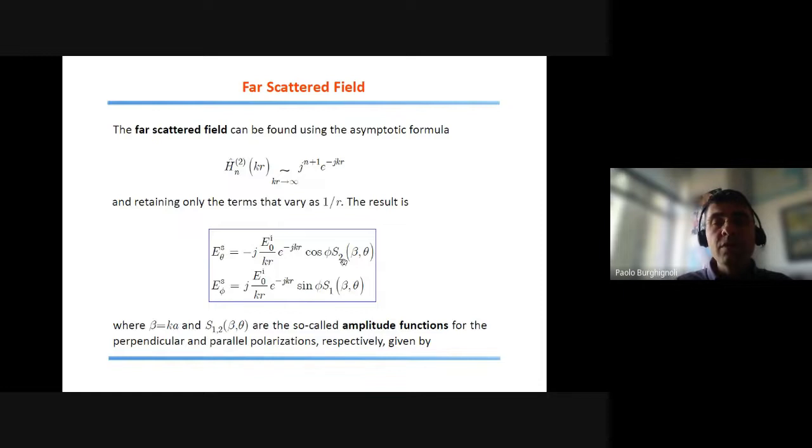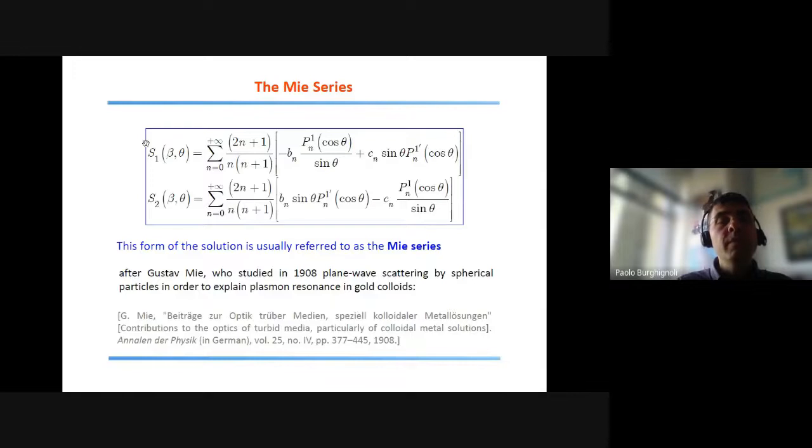The latter functions depend only on theta, so the angular behavior of the scattered field depends on these two important functions, the so-called amplitude functions for the sphere scattering, whose expression is reported here. This is given by an infinite summation, and inside these infinite summations, you can find the coefficients B sub n and C sub n that we found by enforcing the boundary conditions on the surface of the sphere.